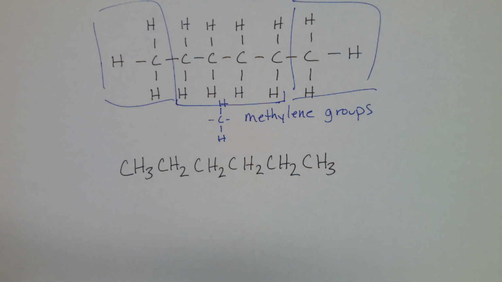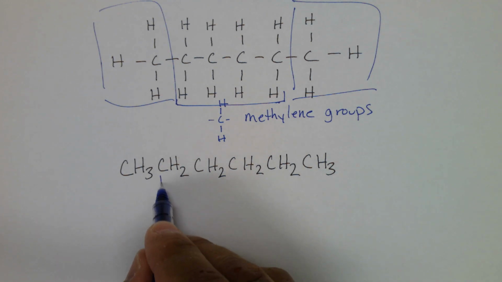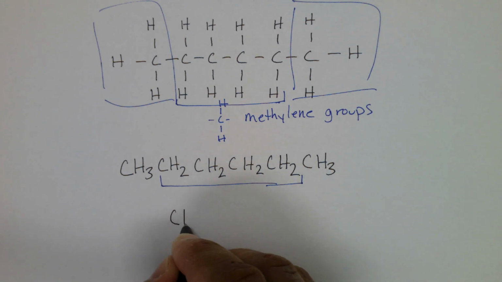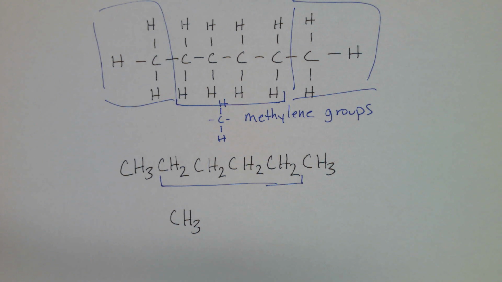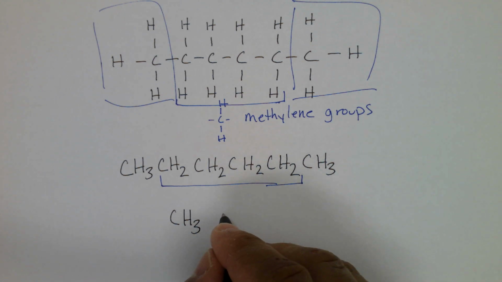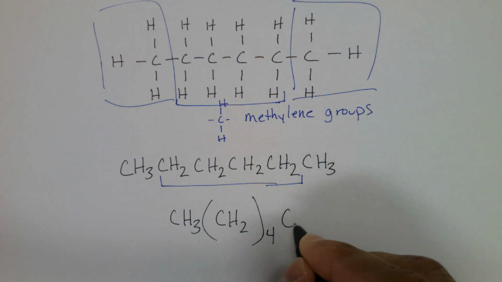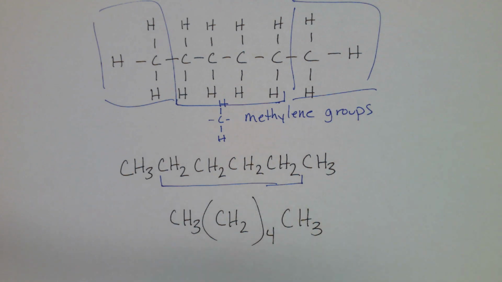Interestingly, we can simplify this even further. So where we see we have these 4 methylene groups, we can actually condense this even further. So here's the CH3 at the end. Then what we can do is write CH2. We can put this in parentheses and write a 4 on the outside. And so this tells the reader that in this chain, there are these 4 methylene groups. And we'll close it with the CH3.